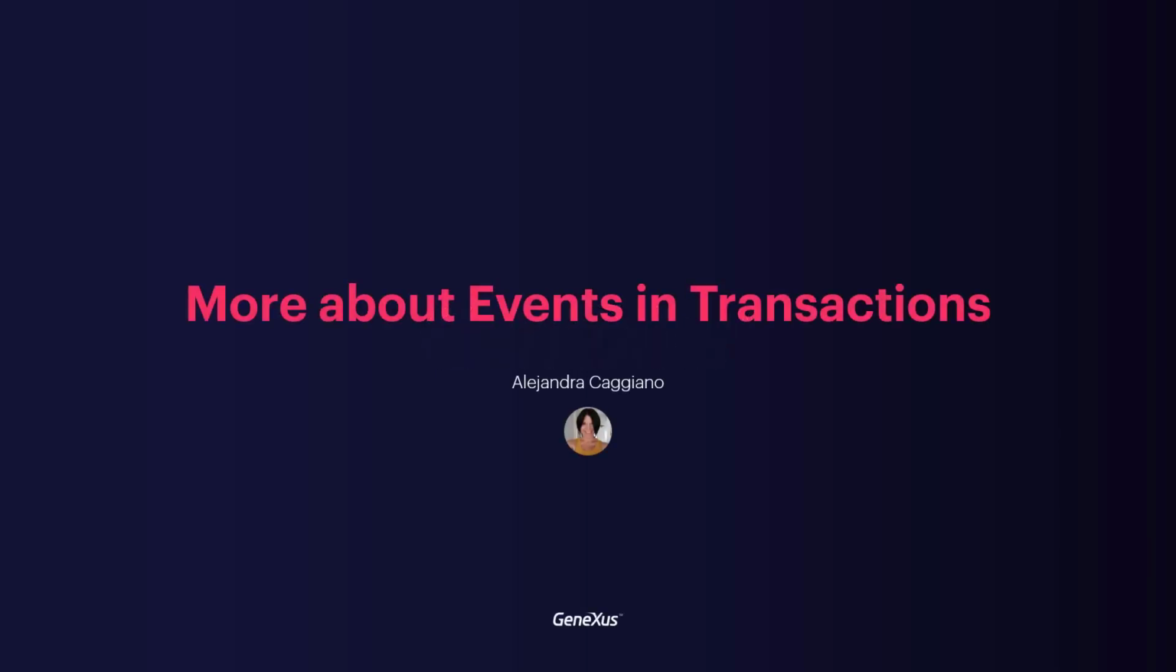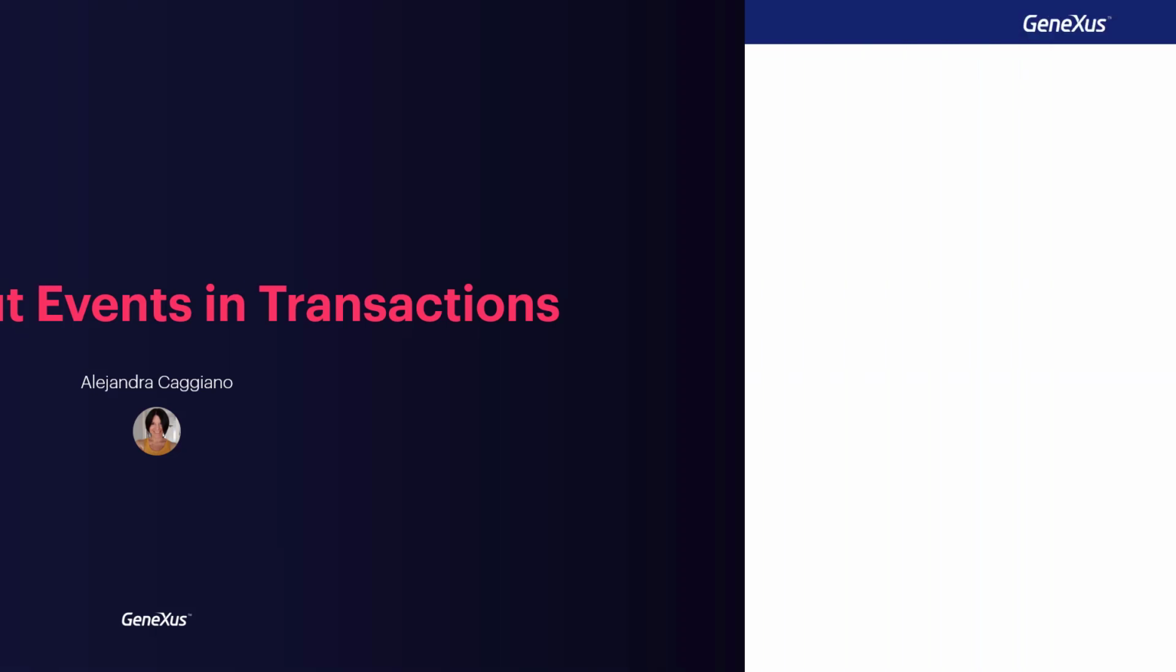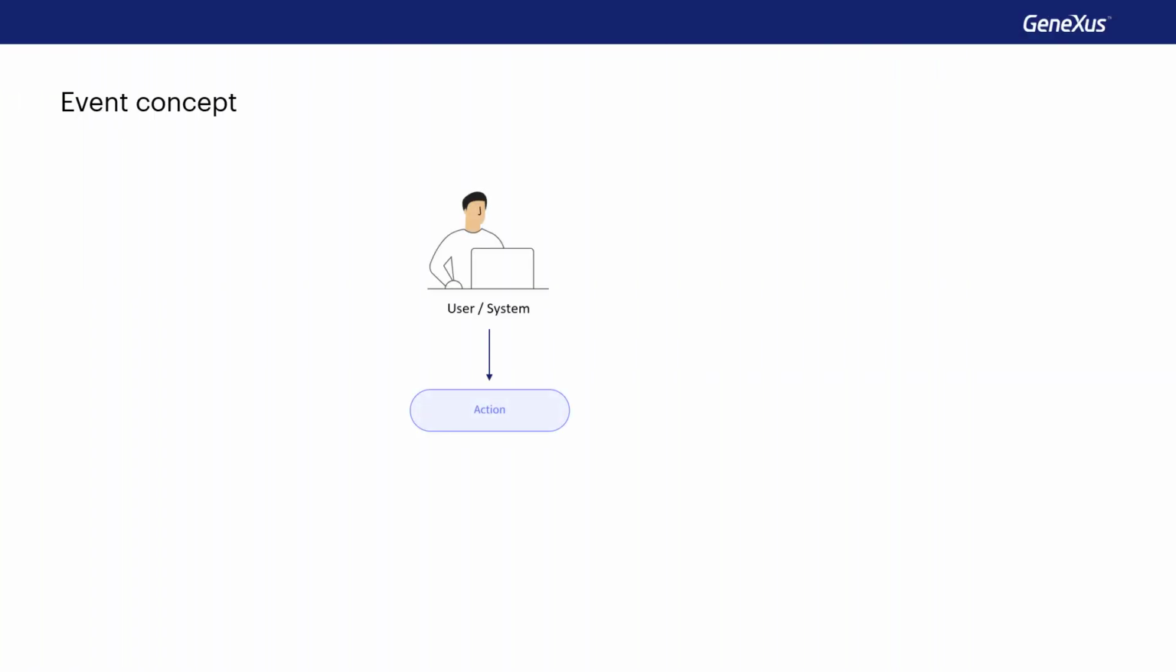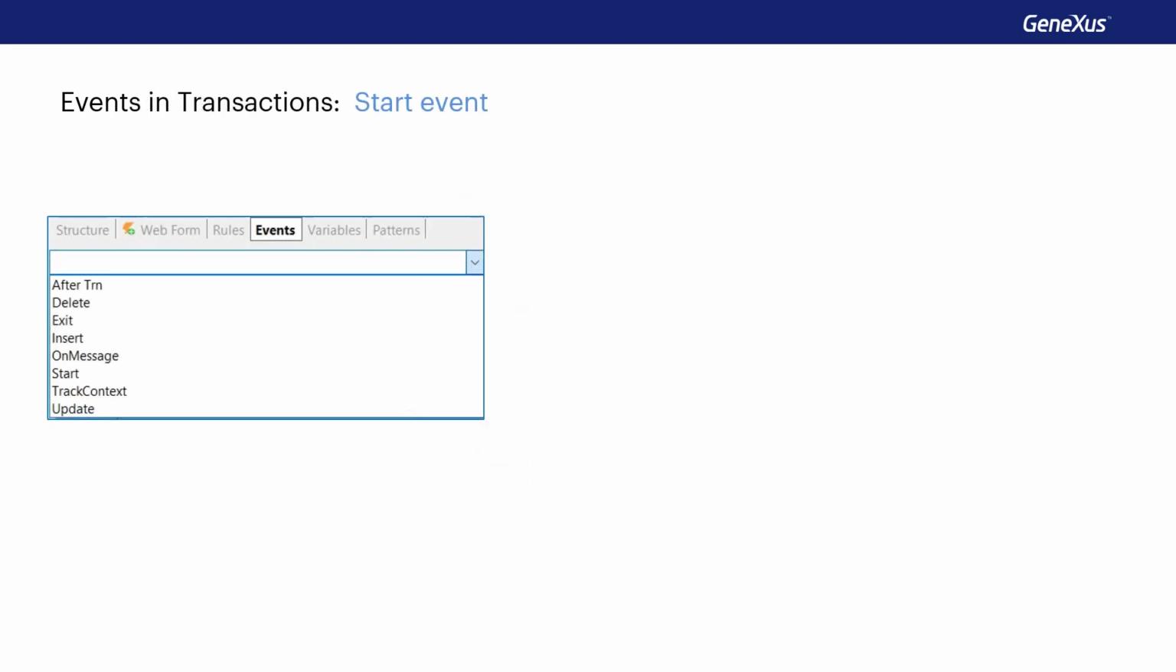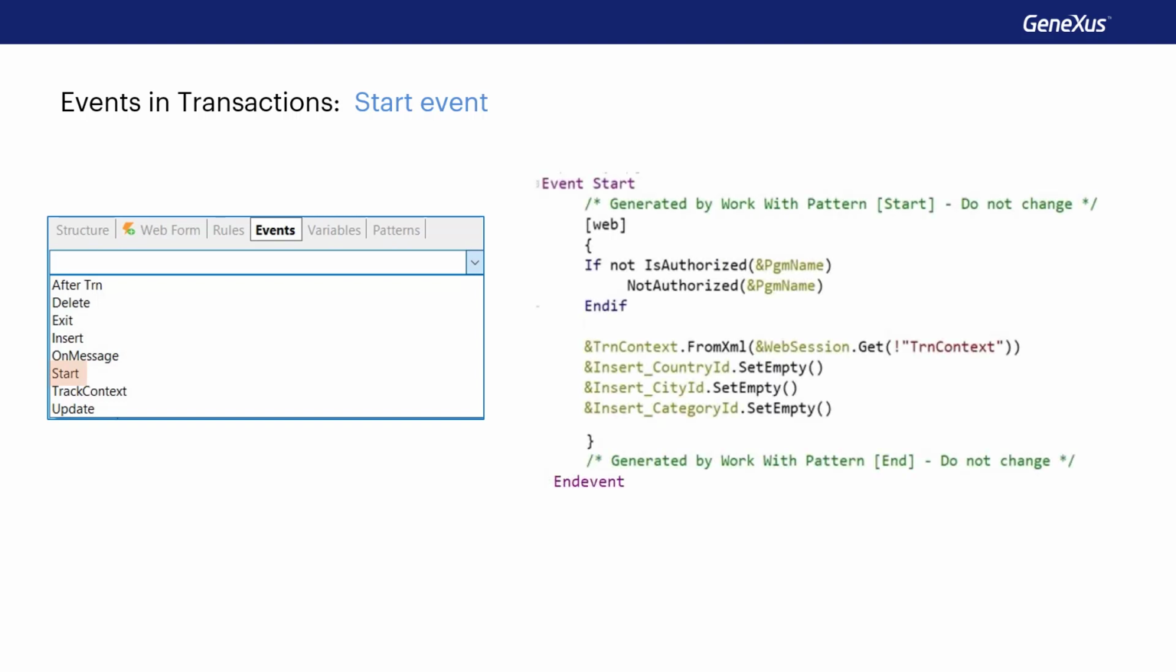We've learned before that the transaction object has events that can be programmed to control and define its behavior. As a review, let's remember the events that are available. The start event defines an action to be executed when you open and start working with the transaction.